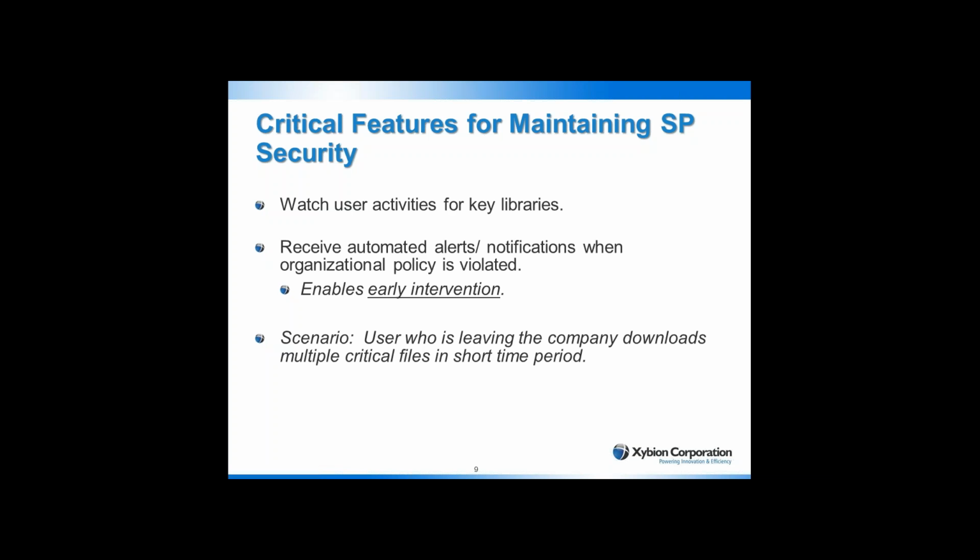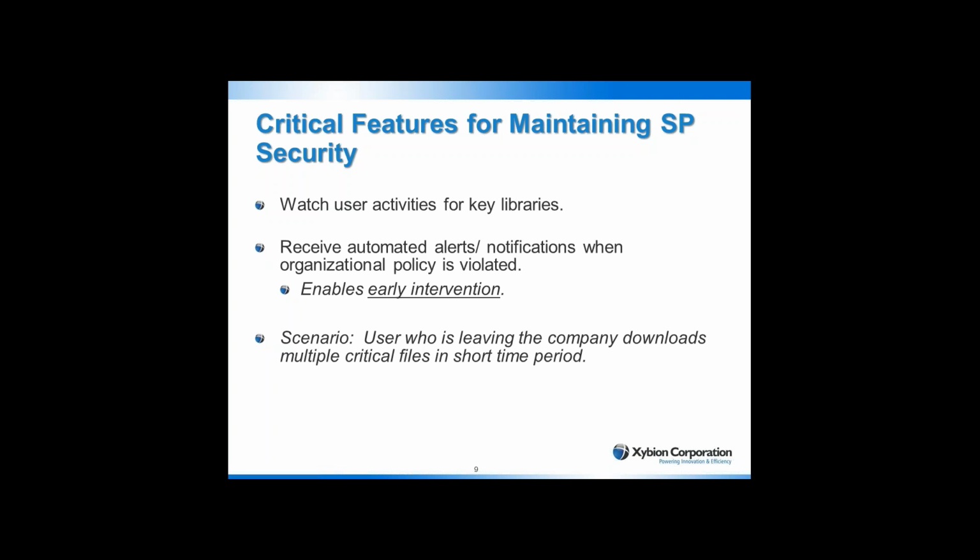Critical features for maintaining SharePoint security. Number one, watching user activities for key libraries. Receiving automated alerts or notifications when organizational policy is violated, when these SOPs that you may be putting in place are actually violated. This is where the danger of 483s can really come into play, and having a proper solution in place that can detect and even prevent some of these allows for that early intervention.